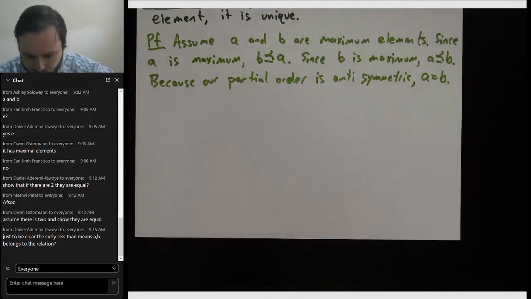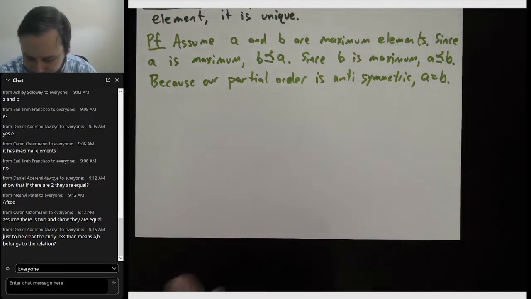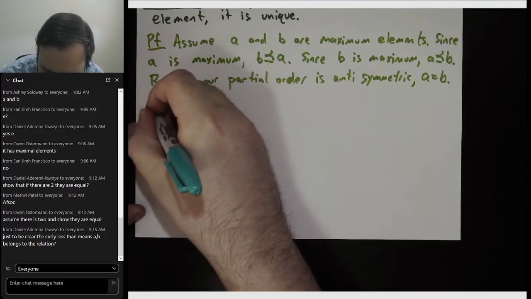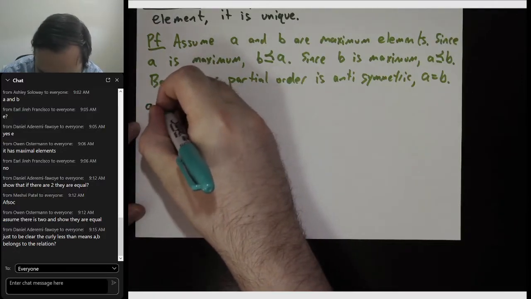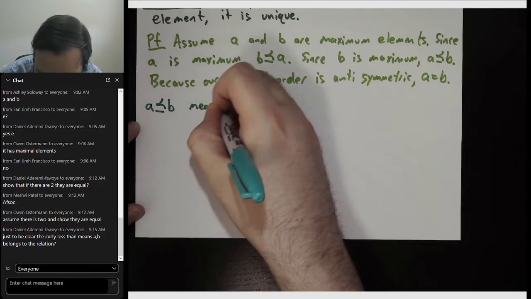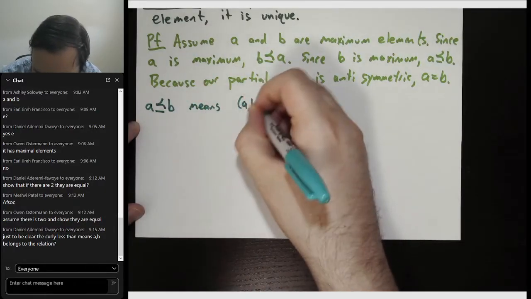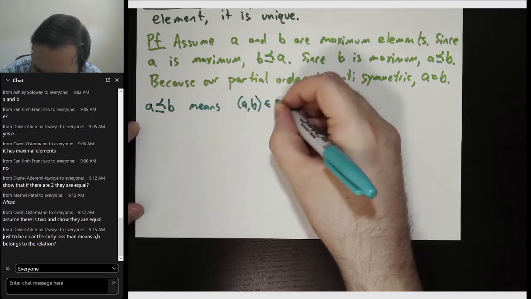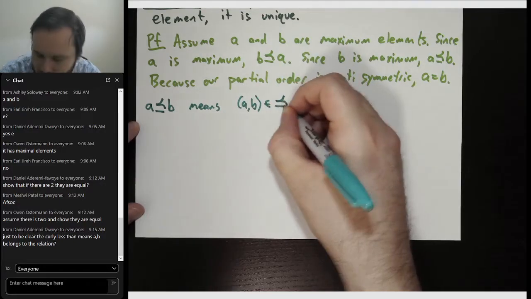Yep. A curly less than or equal to B means that A comma B belongs to the relationship curly.